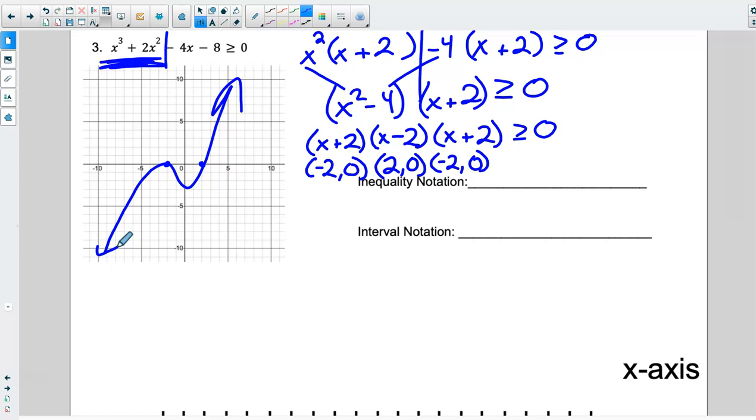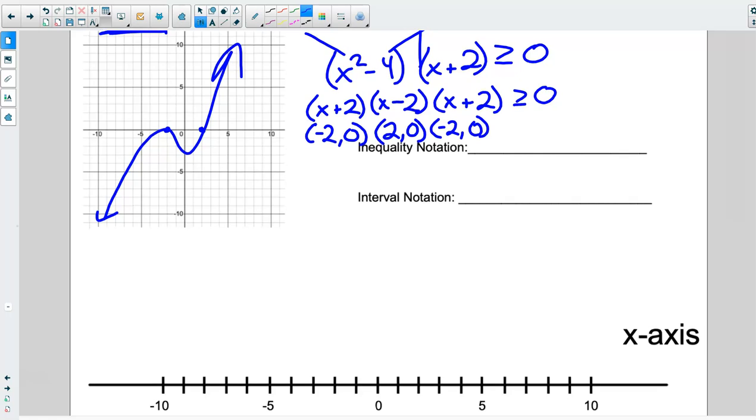So we're looking at when is this function above or equal to the x-axis? This one's kind of tricky. Right here at -2, we have a dot. It's just there. It's equal to 0, but then it goes back down. And then at 2, we are equal to 0, which is fine. And then it looks like it goes on forever.